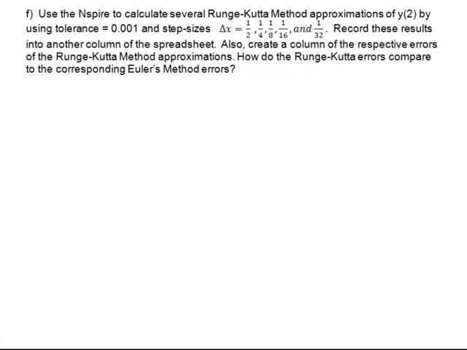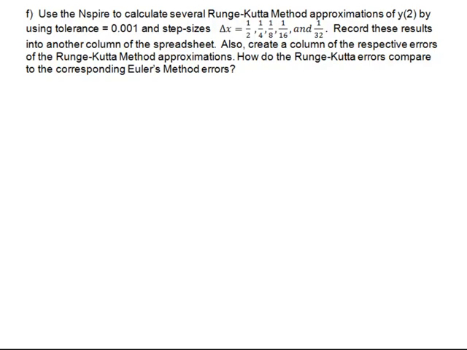Part F. Use the Nspire to calculate several Runge-Kutta method approximations of y of 2 by using tolerance equal to 0.001, that's the default, and step size delta x equal to 1/2, 1/4, 1/8, 1/16, and 1/32. You recognize those are the same step sizes we used in our Euler's method. Record these results into another column of the spreadsheet. Also, create a column of the respective errors of the Runge-Kutta method. How do the Runge-Kutta errors compare to the corresponding Euler's method errors?